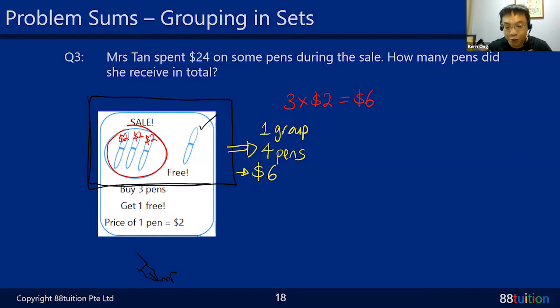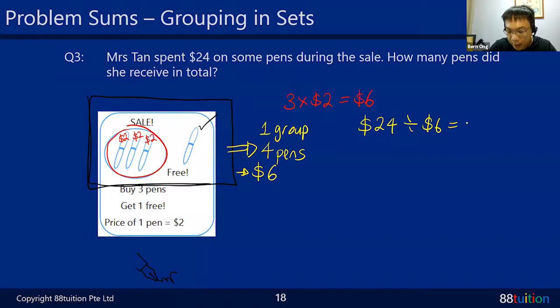She spent $24. So how many $6 are there in 24? How many $6 are there in 24? So she spent $24, right? And one set like that is $6. So total is what? Four groups. But is that the answer?